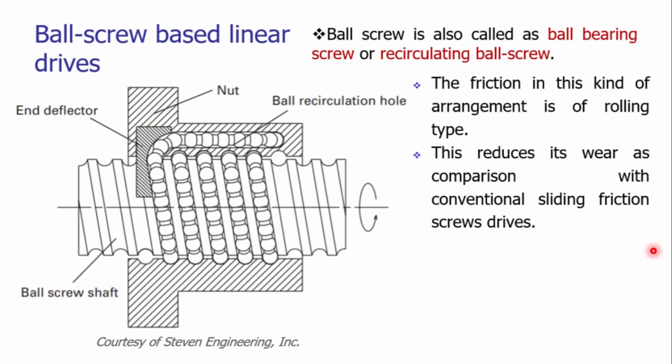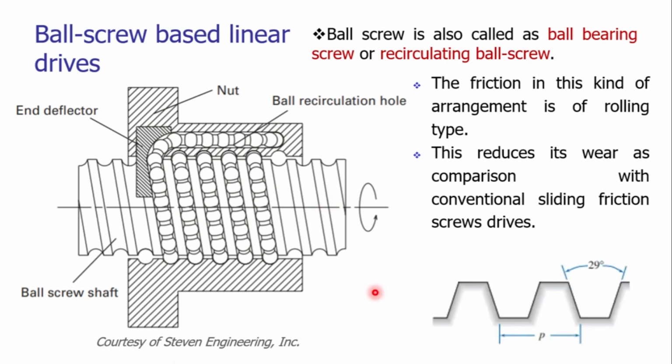If we replace that sliding friction with the rolling type of friction, then we can enhance its efficiency. So for this purpose, we are using the ball bearing screw concept to get the higher mechanical efficiency. So how is it possible? For that purpose, we need to reduce the friction between the mechanical elements involved in the screw and nut arrangement.